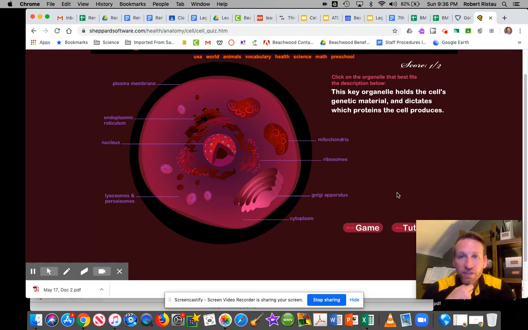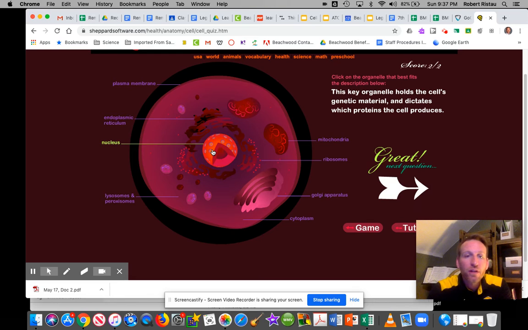Holds genetic material, dictates which proteins the cell produces, okay? Well, if it's holding the genetic material, then we know that it must be the nucleus. The nucleus is usually easy to pick out. It's one of the bigger organelles, and it's usually somewhere towards the center of the cell. Most diagrams cut out a piece so that you can see inside of it. Even though this one isn't asking, and I don't think I will ask you on the test either, there's the nucleolus inside there.